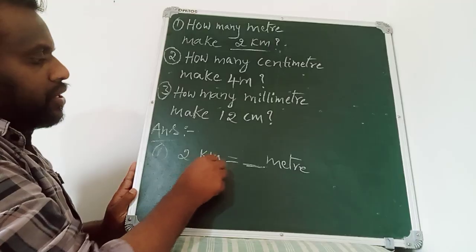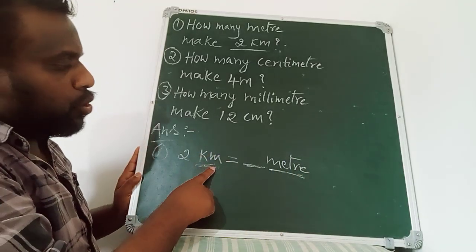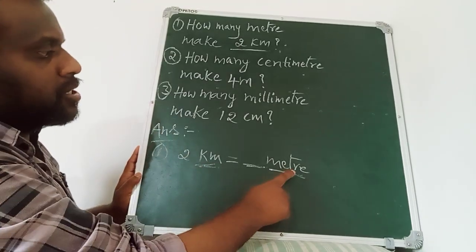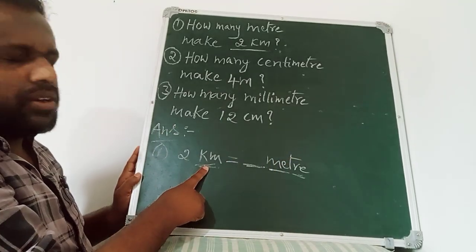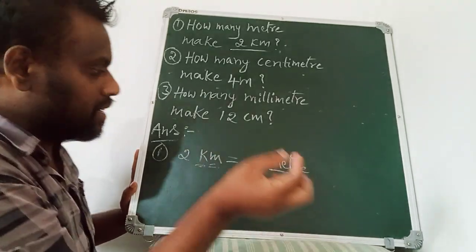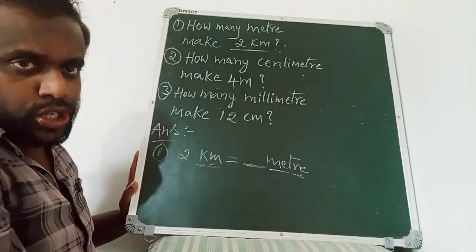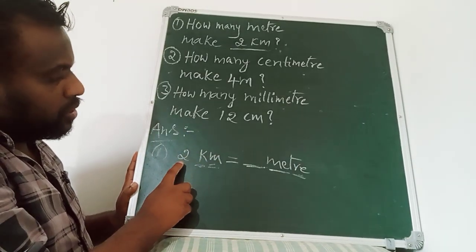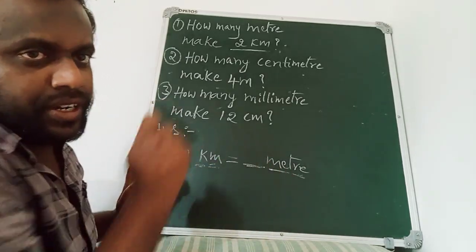See the unit kilometer and meter. Remember, kilometer is the bigger unit, greater unit. Meter is the smaller unit when compared to kilometer. Kilometer is the greater unit, larger unit. So we are converting greater unit to smaller unit.